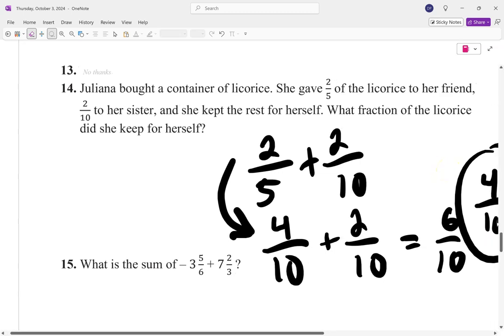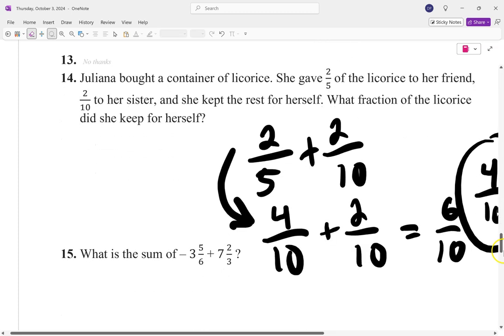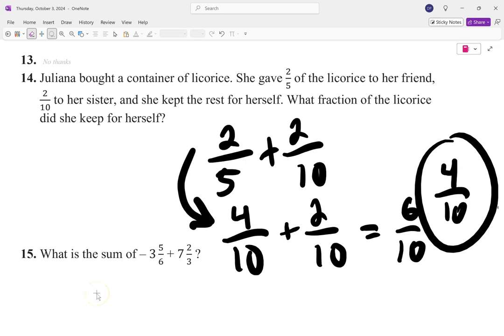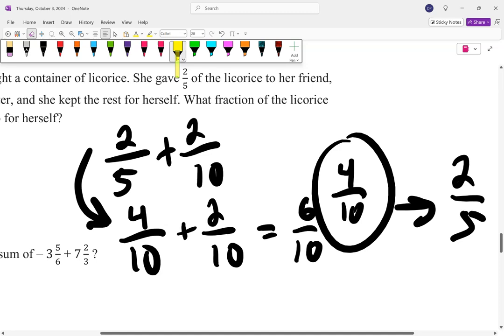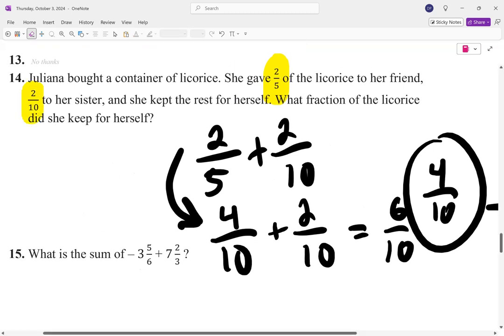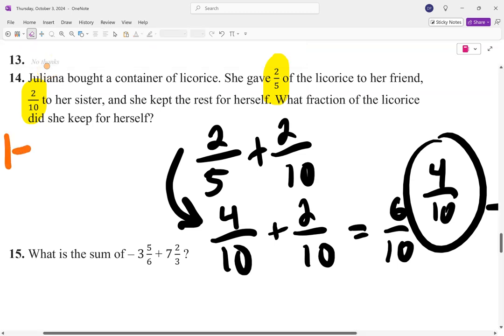Okay, Juliana bought a container of licorice. She gave, it's bouncing around so much, 2/5 to her friend. There it goes. Okay, she gave away 2/5 and she gave away 2/10. So we're basically subtracting these both from the whole she started with. So we could write the whole equation at once. 1 minus 2/5 plus 2/10.